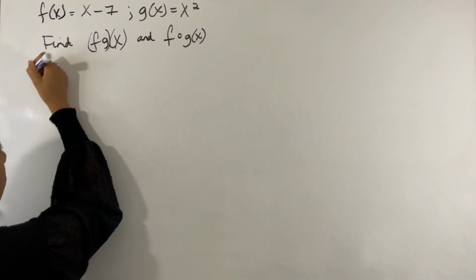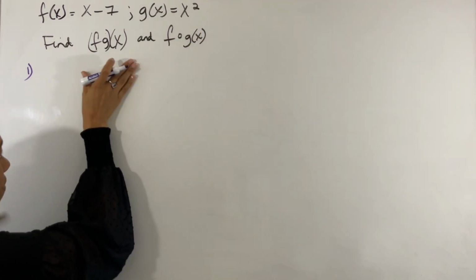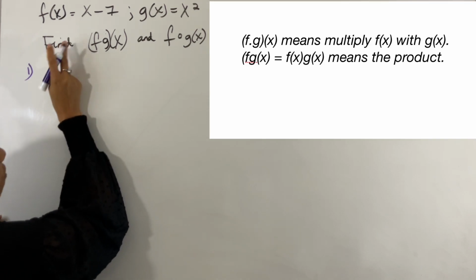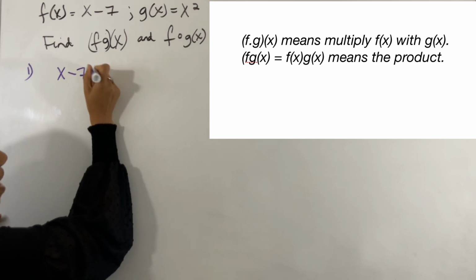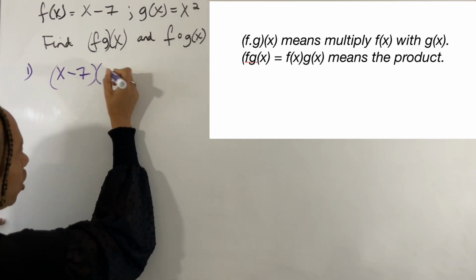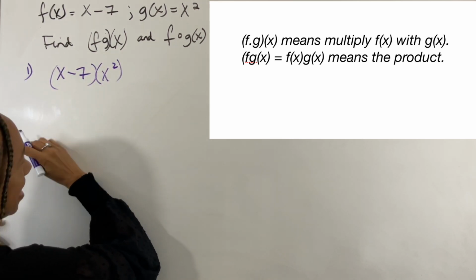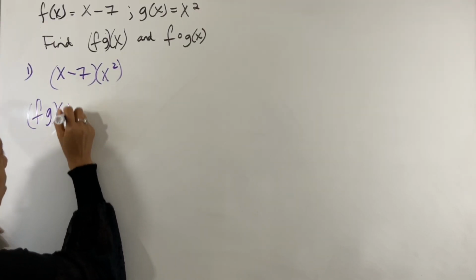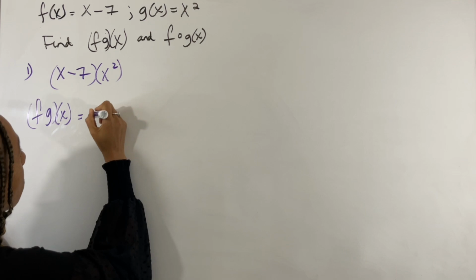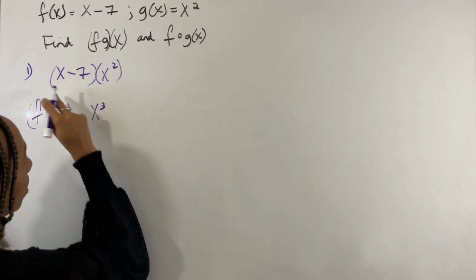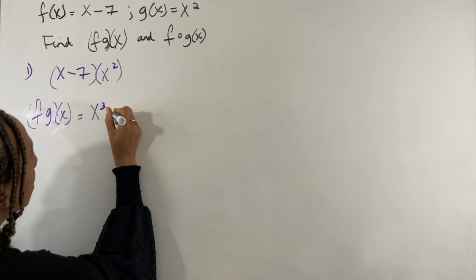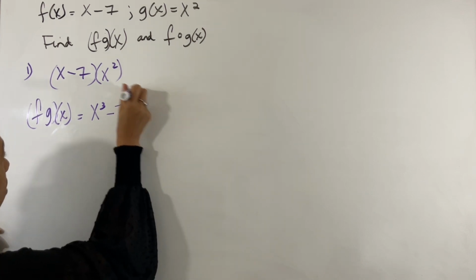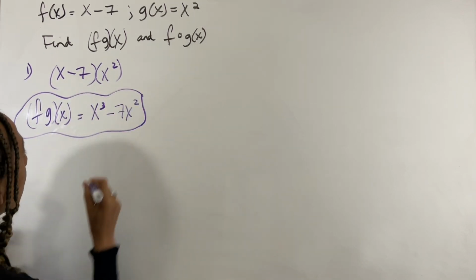So let's get into the multiplication first. Number one, we're going to find the multiplication here. So f of x is x minus 7, and we're going to multiply it by g of x, which is x squared. And this is easy. So fg of x is going to be, we're multiplying, x to the third power using the distributive property, minus 7x squared. So this is our answer. All right.